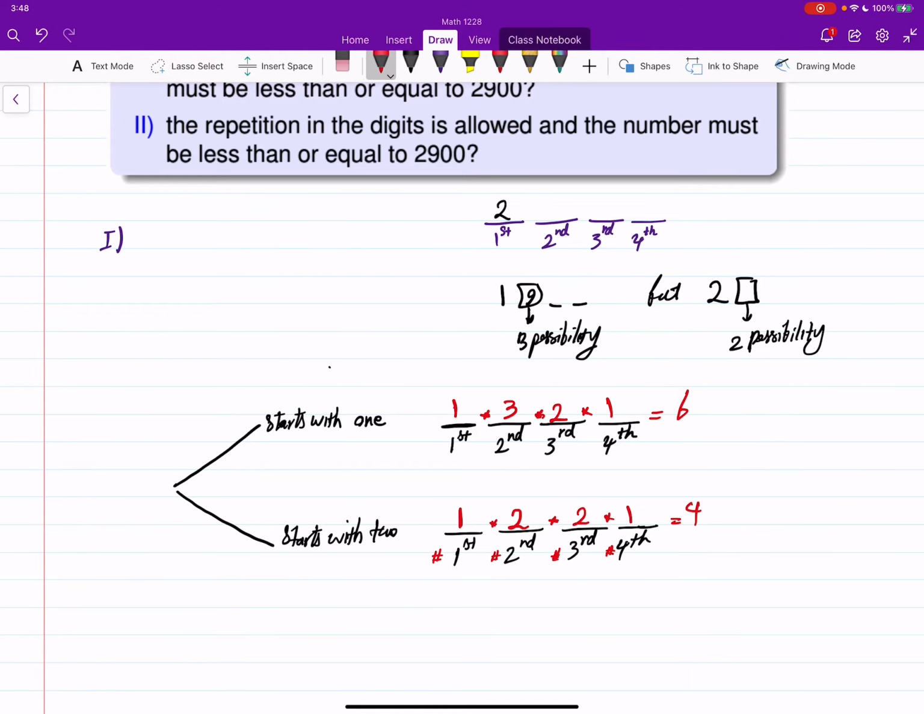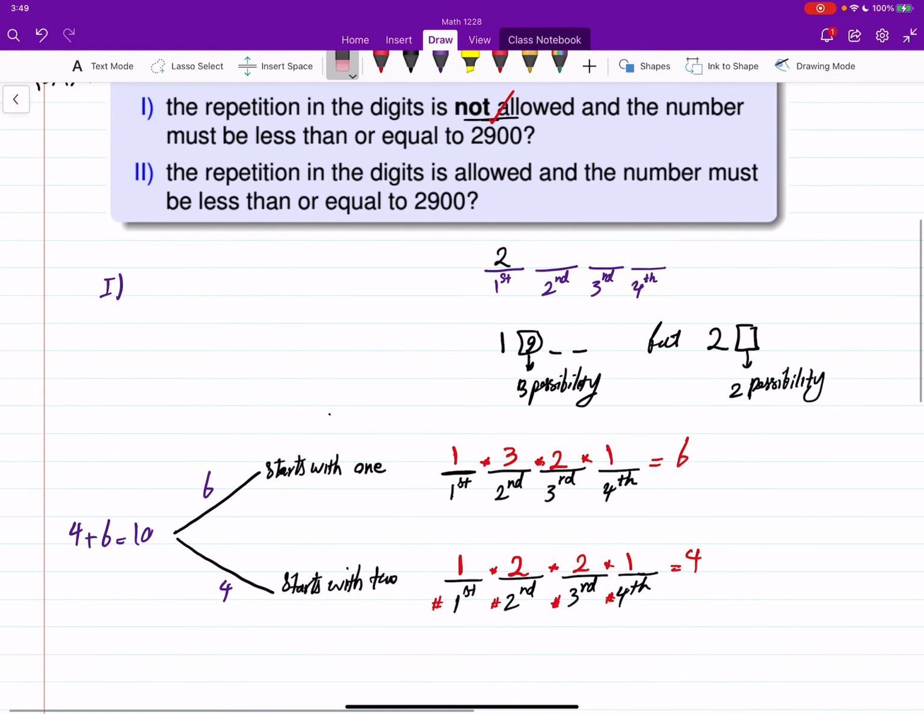Okay, this is a counting tree, yes? Here is 6, here is 4. We are looking for NU, and that is 4 plus 6. There are 10 numbers that can satisfy the first condition.